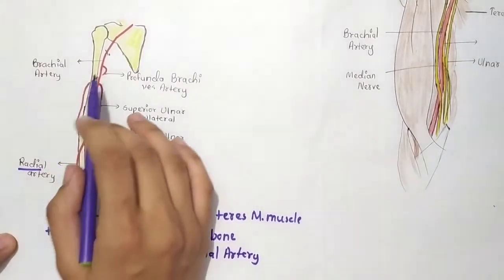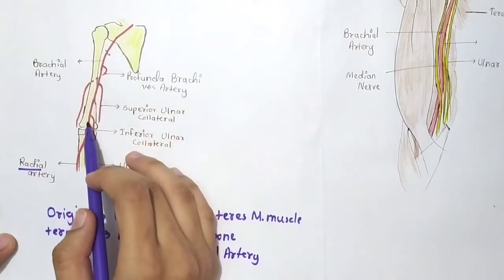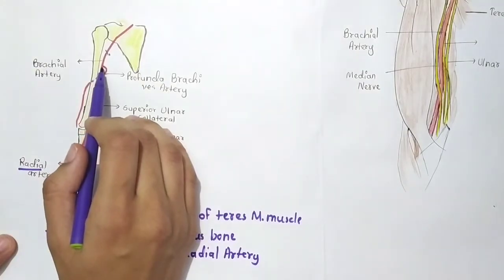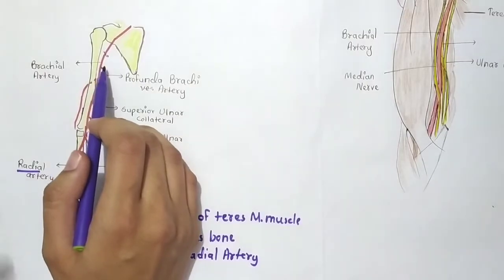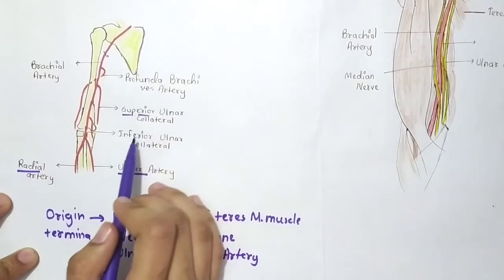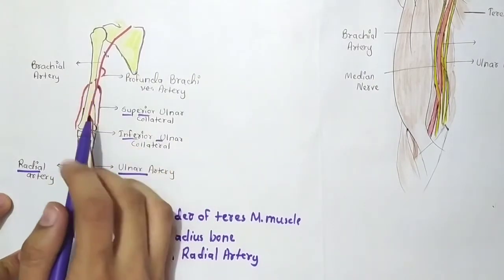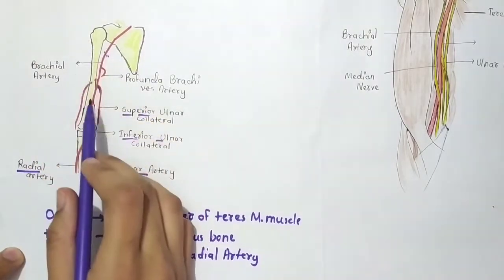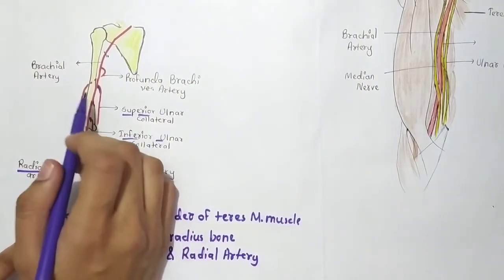So this is the brachial artery. It starts and runs downward up to the neck of the radius, and it has branches. First is the profunda brachii artery. Profunda means deep, so it goes deep and supplies the muscles. Second are the superior ulnar collateral and inferior ulnar collateral arteries. This is the inferior ulnar and this is the superior ulnar collateral. They give muscular branches for the muscles of this region, and one nutrient artery for the humerus bone.